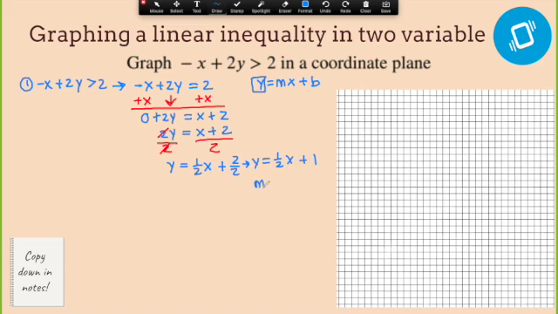So my slope here is 1 over 2. My y-intercept is positive 1, and we can change that to the ordered pair 0, 1.